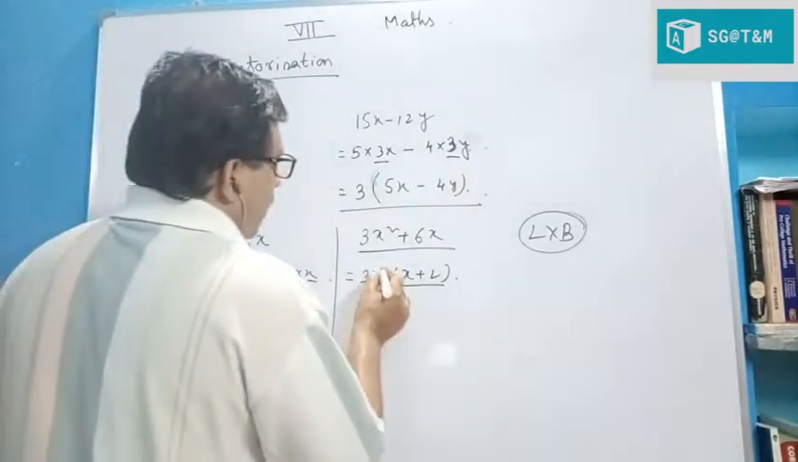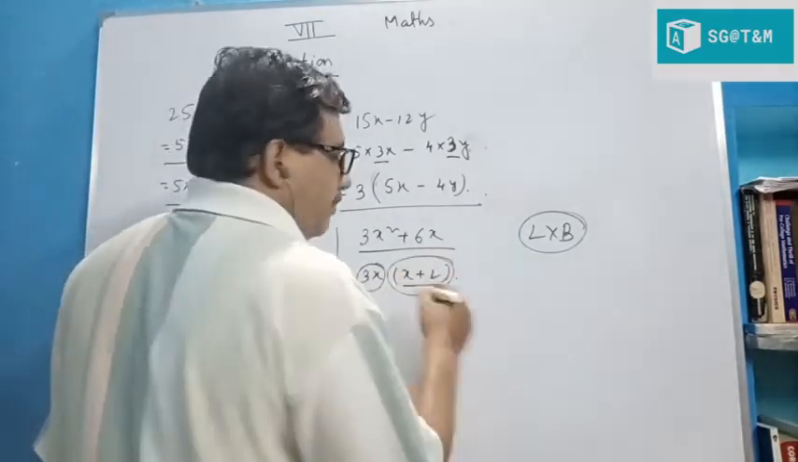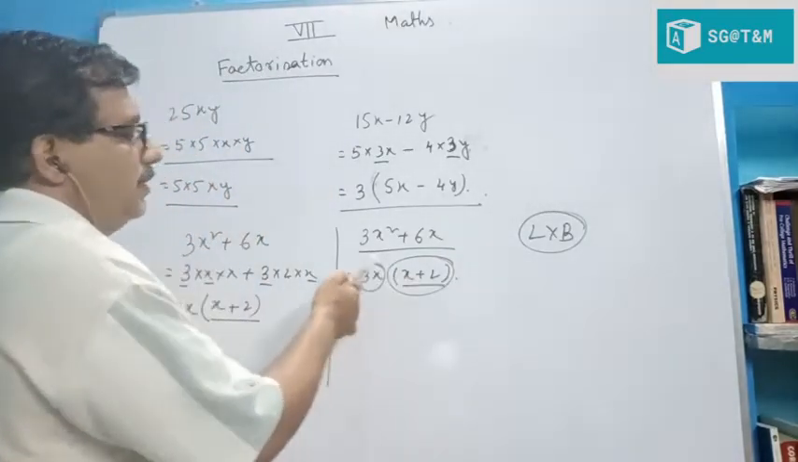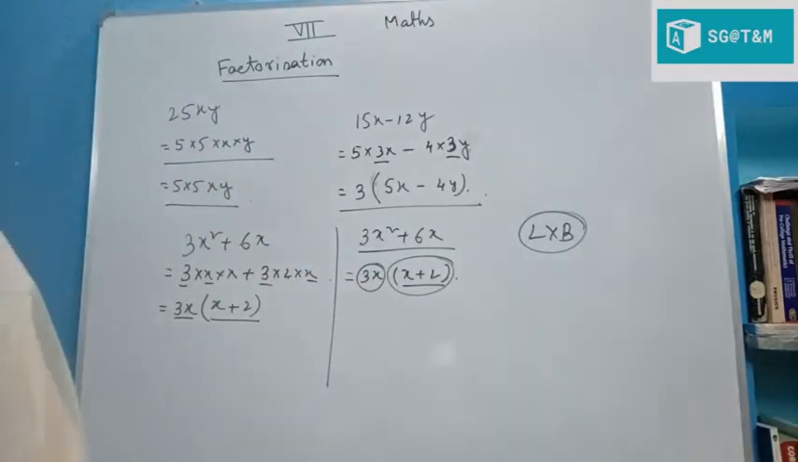Suppose this is the length and this is the breadth, or vice versa. Suppose this is the length, this is the breadth. It is one of the pairs of length and breadth. It can be written in this way also.